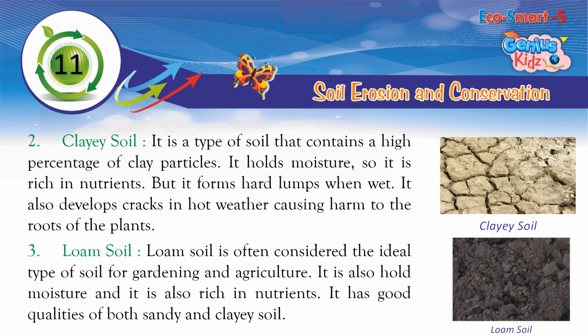3. Loam soil. Loam soil is often considered the ideal type of soil for gardening and agriculture. It also holds moisture and it is also rich in nutrients. It has good qualities of both sandy and clay soil.